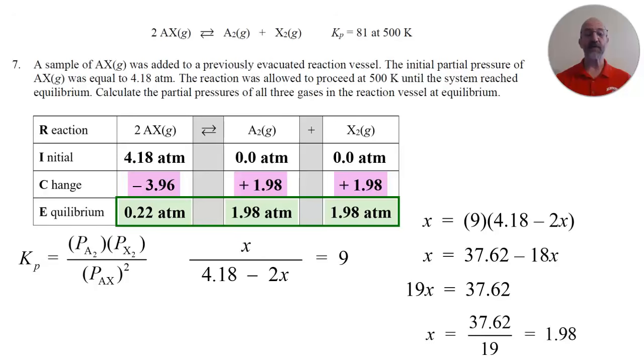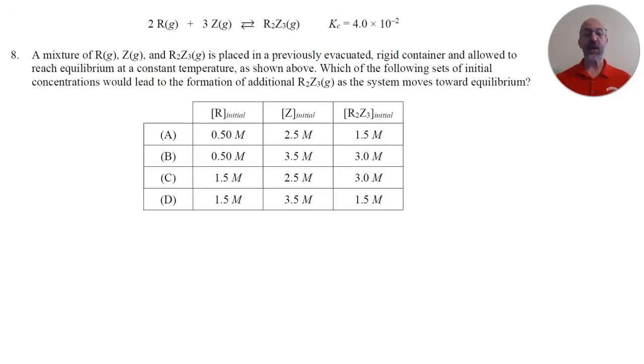Sometimes our RICE table is in terms of moles. Sometimes our RICE table is in terms of molarity. And sometimes our RICE table is in terms of partial pressures. But since the partial pressures are proportional to the number of moles based on the properties of gases, you can use a RICE table with either moles, molarity, or partial pressures to fill in the quantities in your RICE table. So that RICE table was a very helpful strategy in answering question 7. Now let's take a look at question 8.